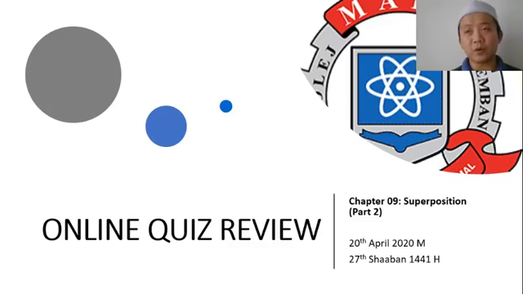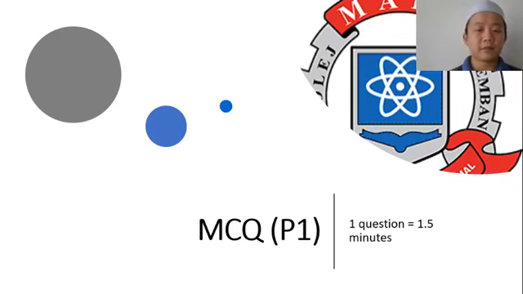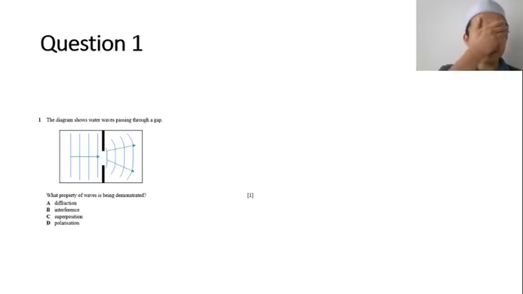So this is part 2 of superposition. If part 1 was about standing waves, part 2 the core is diffraction, the diffraction and the diffraction grating. We have a single source, single slit diffraction, a double slit, and then the diffraction grating. If you have any questions, feel free to ask in the comment section. So we'll proceed with the multiple choice questions.